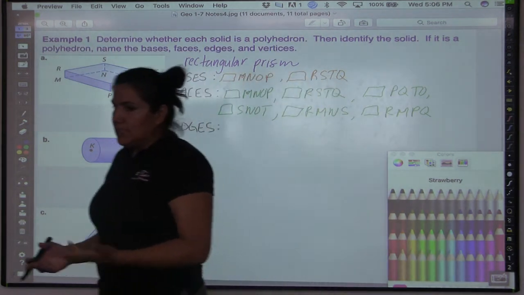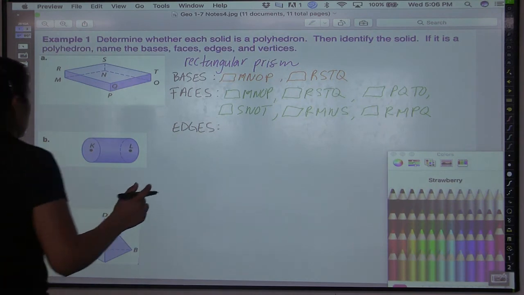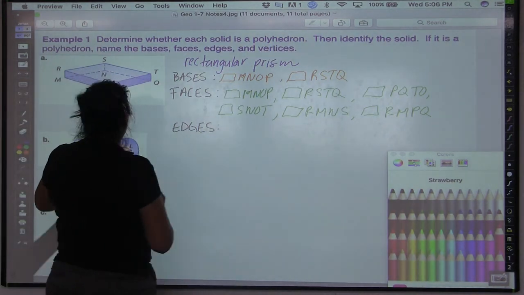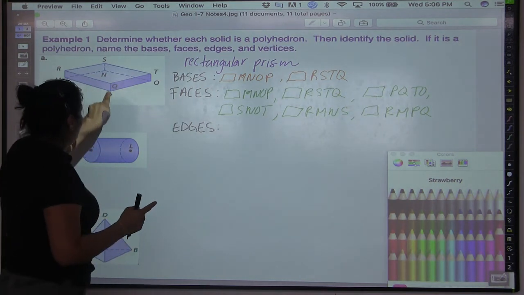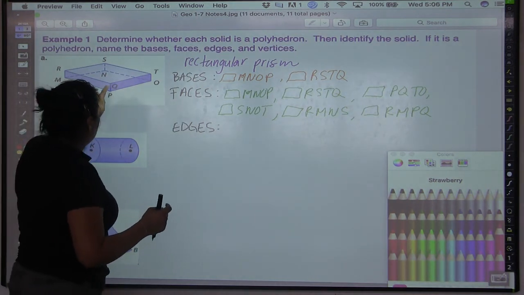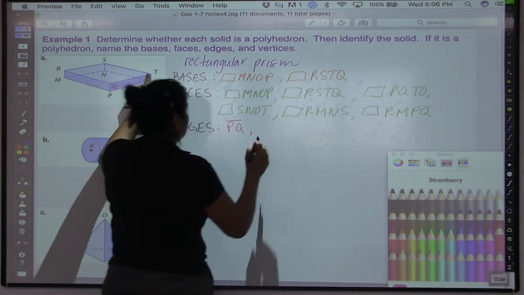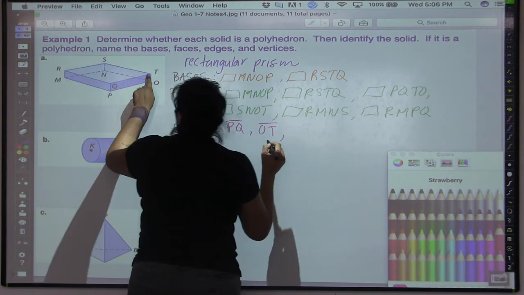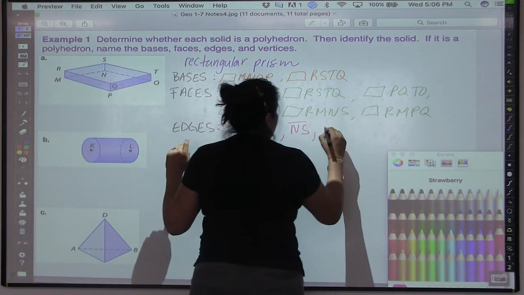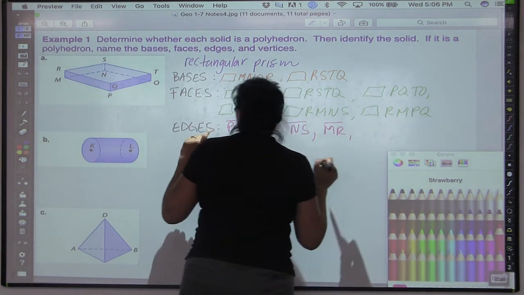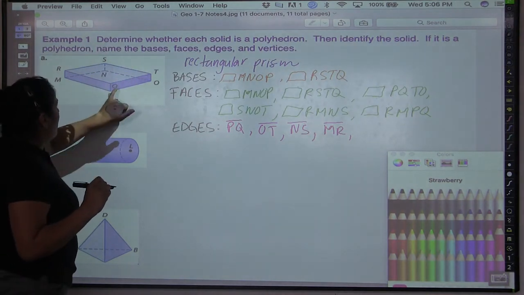Now they are edges, so we want to make sure that we use the symbol for a segment because they have 2 endpoints. So make sure that you're using the right symbols everywhere. So we're going to start with the 4 corners around. So I'm going with these vertical ones. So we're going PQ, and then OT, and then NS, and then MR. In addition to those 4, we're going to do top and bottom, for each side. So we're going to go QT.